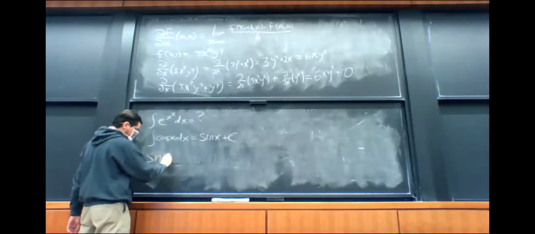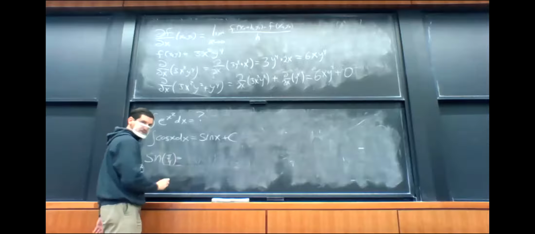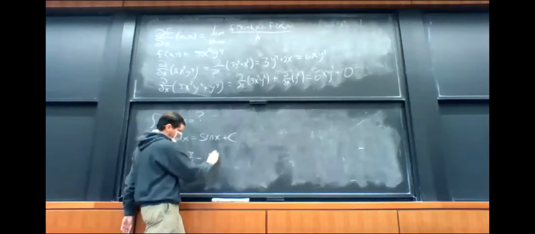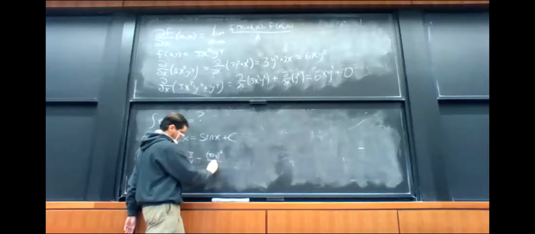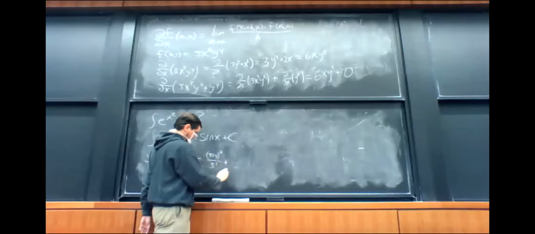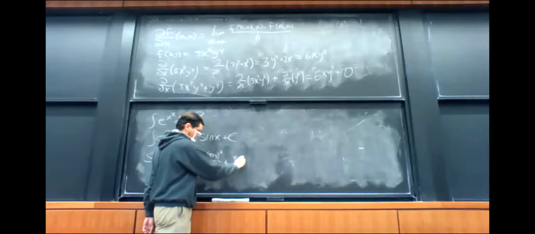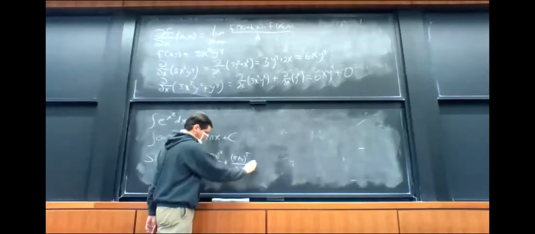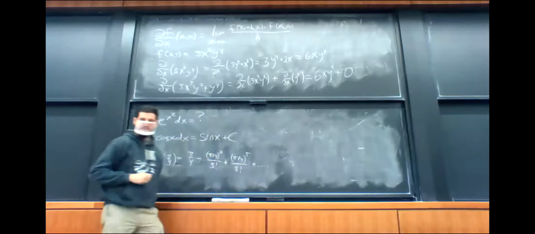The sine of pi over 4 is pi over 4 minus pi over 4 cubed over 3 factorial plus pi over 4 to the fifth over 5 factorial, etc.